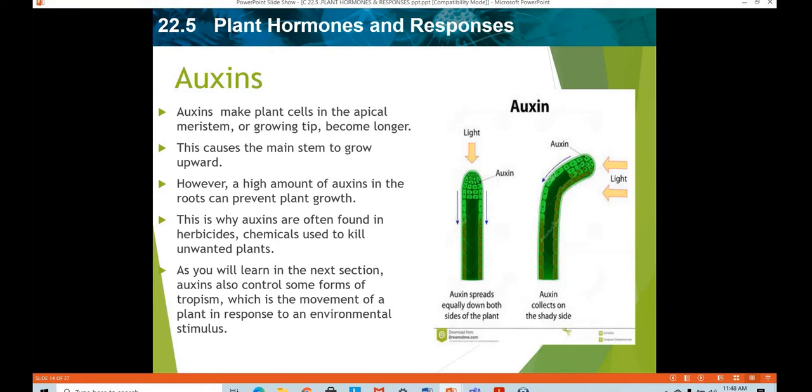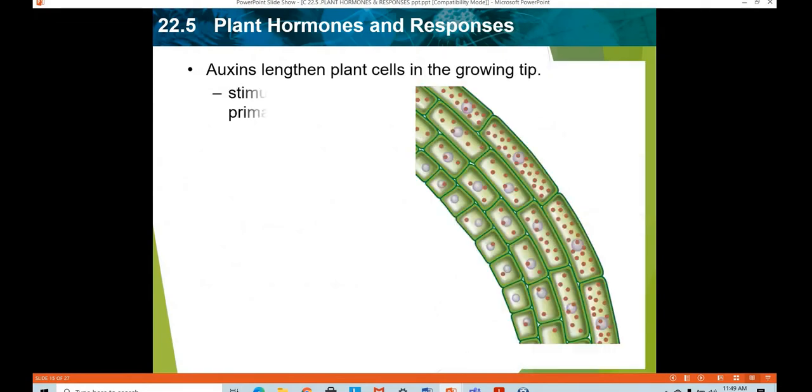So this is the basic function of the auxins. They not only help in growing the stem, with the apical meristem or growing tip becoming longer, this causes the main stem to grow upward. However, a high amount of auxin in the root can prevent plant growth altogether. This is why auxins are often used in herbicides, chemicals used to kill unwanted plants, that is, they stop them from growing. As you will learn in the next section, auxins also control some forms of tropism, which is the movement of a plant in response to an environmental stimulus.